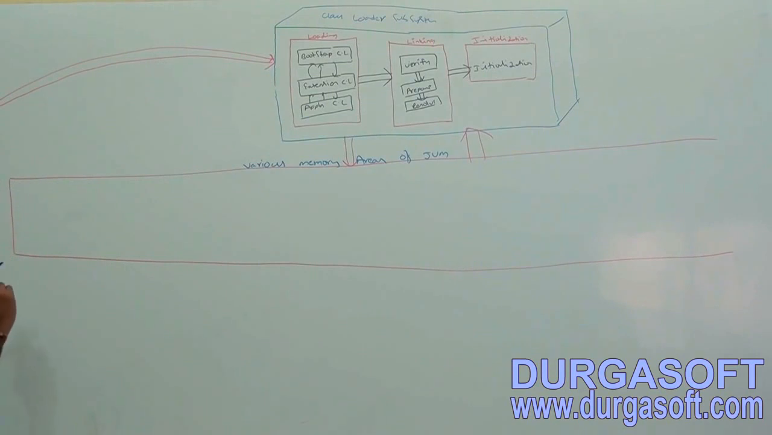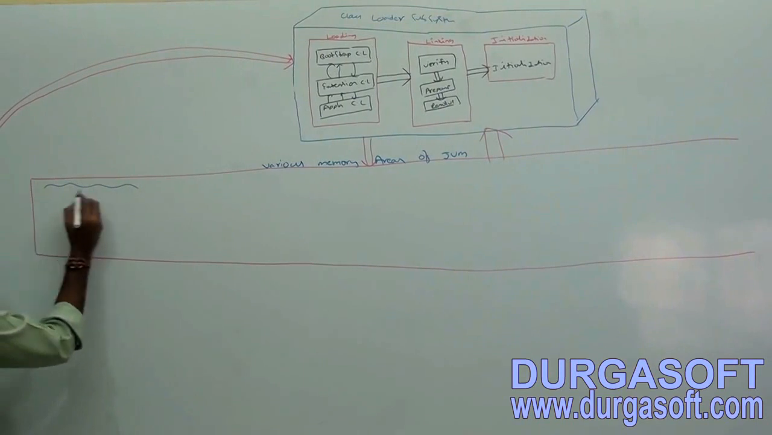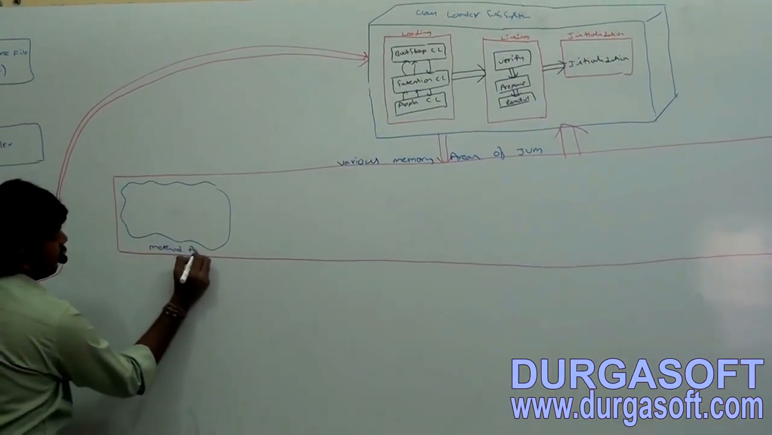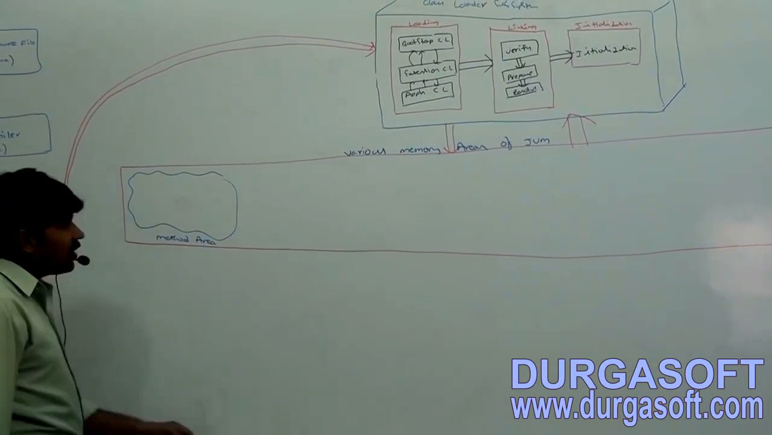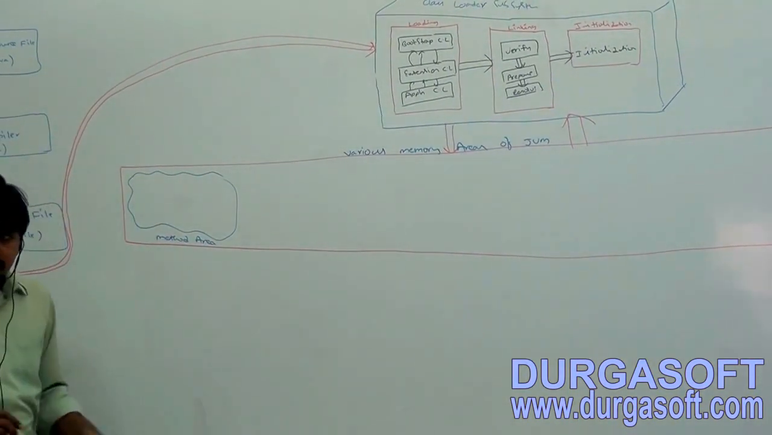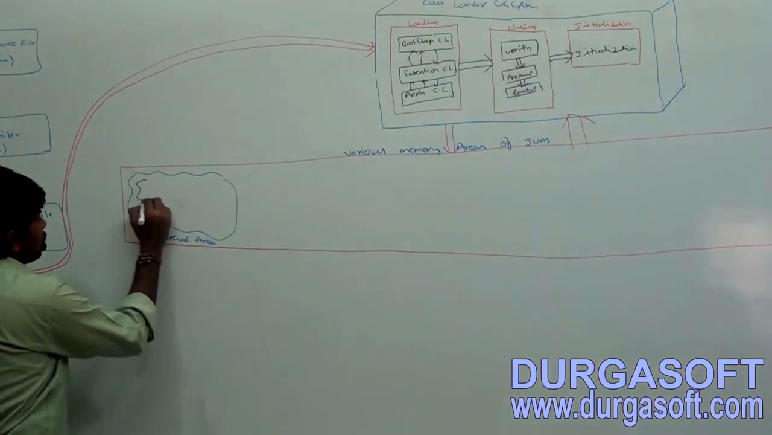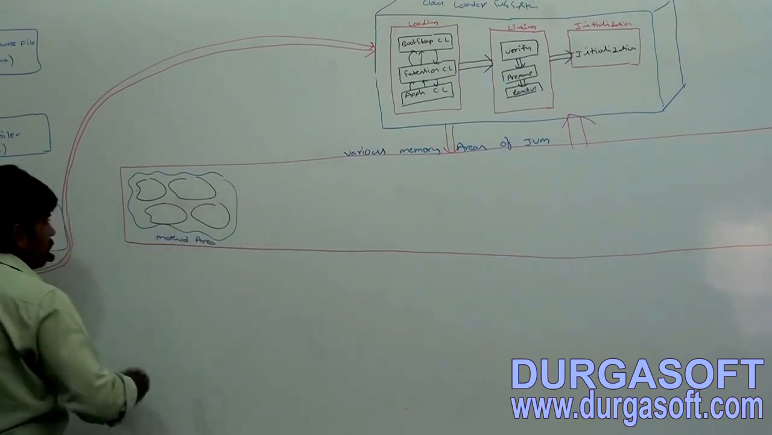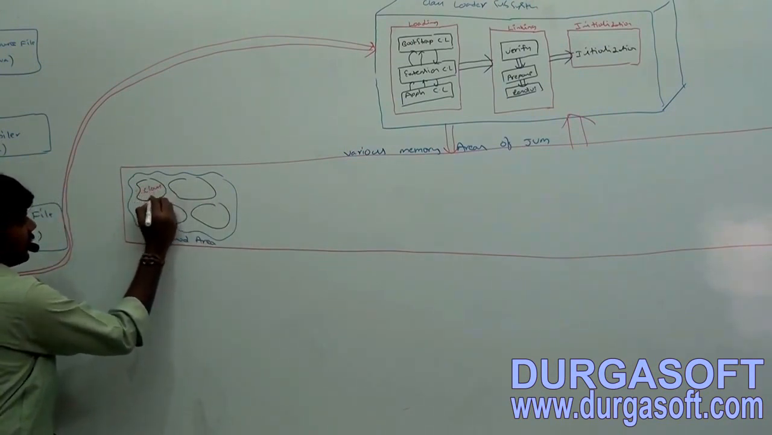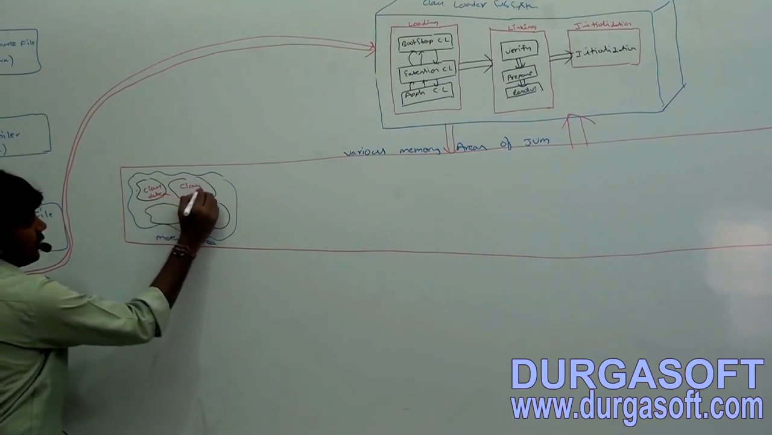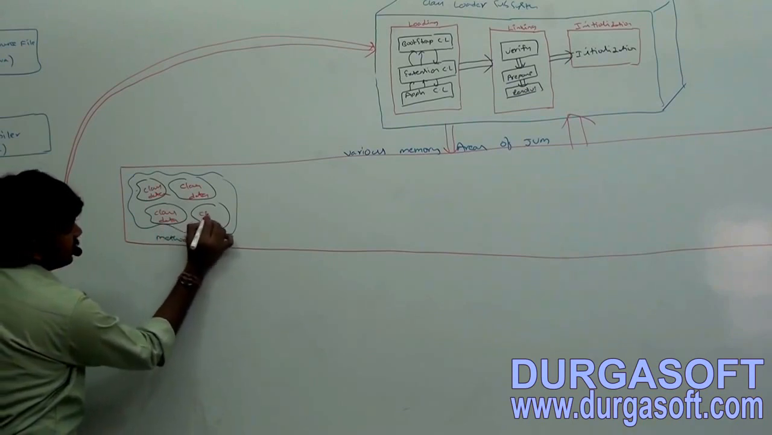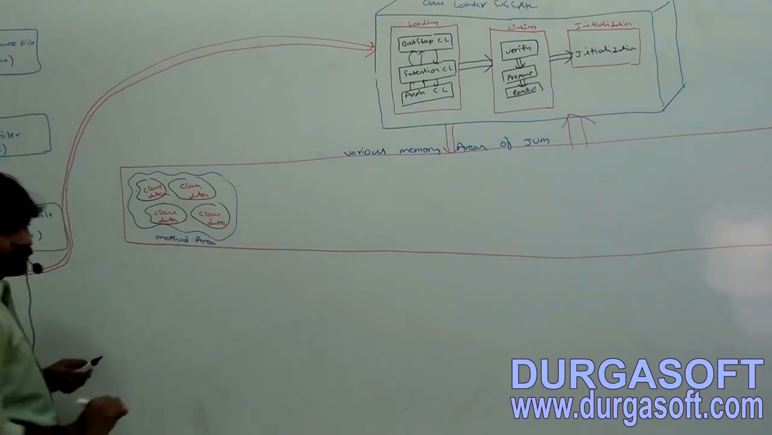Now observe, first part I am talking about. This is the method area. Do you know, in the method area, which data will be there? Class data will be there. Correct or not? In the method area, class level data will be there.